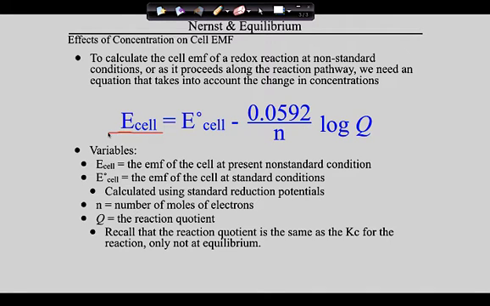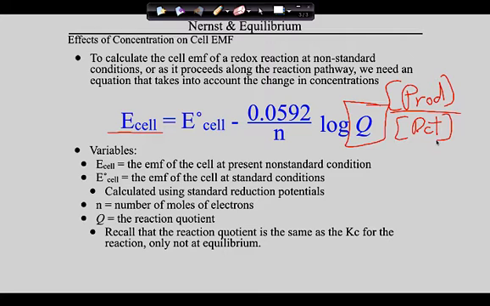So guys, what is E cell? The voltage of the battery at any point in time. But guys, when we think about different points in time, what is changing over time about the battery? Molarities. And that is what Q brings in. Because guys, Q is the concentration of products divided by the concentration of reactants, but because it's Q, this can be the concentrations at any time in the life of the battery.